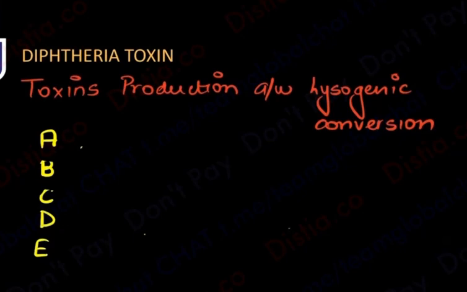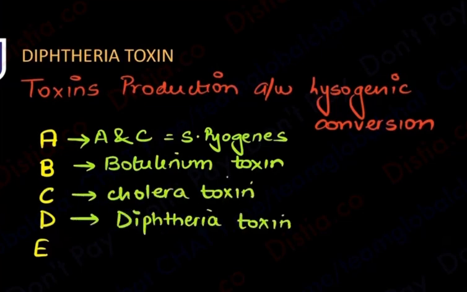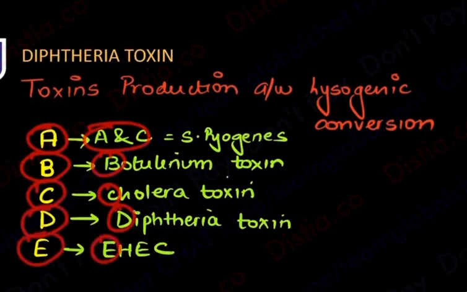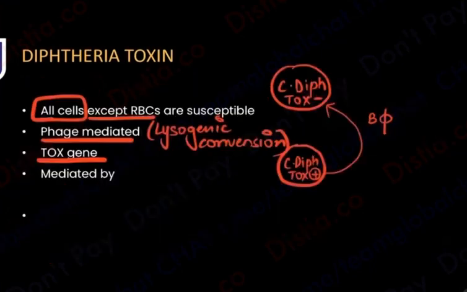So we'll revise. Toxins which are associated with lysogenic conversion: A, B, C, D, E. What is A? The A and C of Streptococcus pyogenes. What is B? Botulinum toxin. C is the cholera toxin. D, you are anyway reading over here, diphtheria toxin, and E for enterohemorrhagic E. coli. The same slide I have taught you way back in general microbiology also. So A and C of Streptococcus pyogenes, B of botulinum, C of cholera toxin, D of diphtheria toxin, and E for enterohemorrhagic E. coli. All of these are associated with lysogenic, matlab bacteriophage hoga, diphtheria toxin. That is why I am studying it over here.